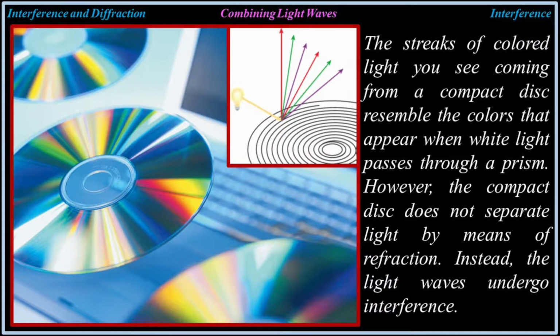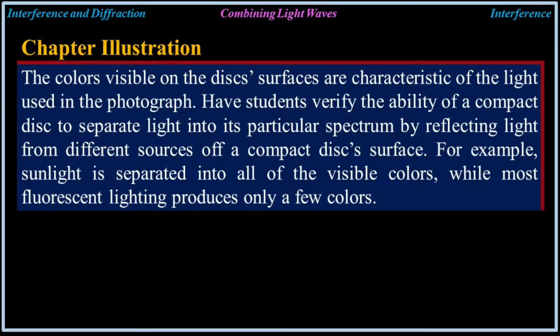The streaks of colored light you see coming from a compact disc resemble the colors that appear when white light passes through a spectrum. However, the compact disc does not separate light by means of refraction. Instead, the light waves undergo interference. The chapter illustration: the colors visible on the disc surfaces are characteristic of the light used in the photograph.